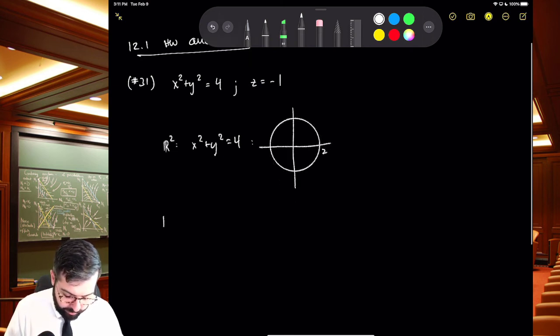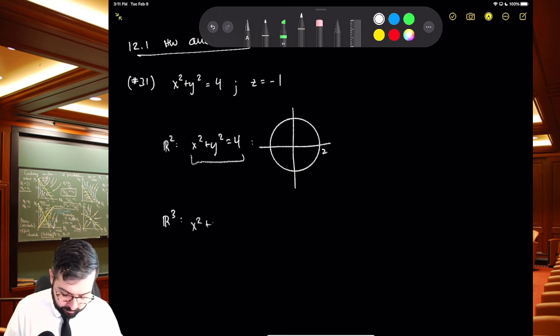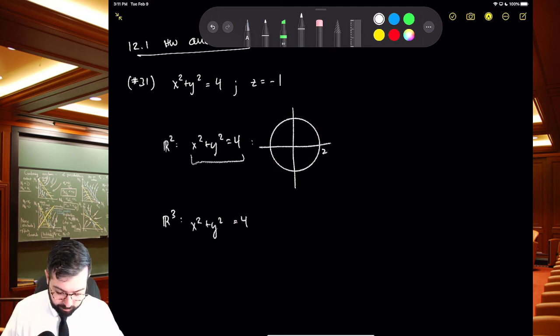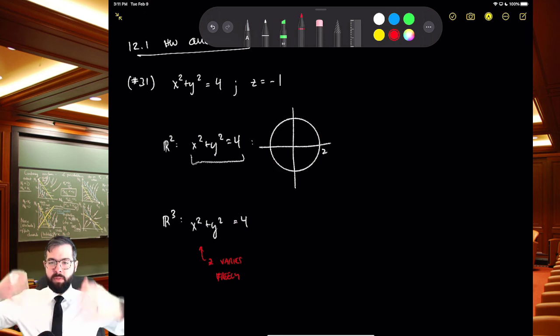So in R3, which is where we're really playing, what would just this equation look like? I believe it would be a parabola. Not a parabola, because if we add the z dimension, we see that z is missing from this. And so we say z varies freely, so z can be any value, but x squared plus y squared has to equal 4.